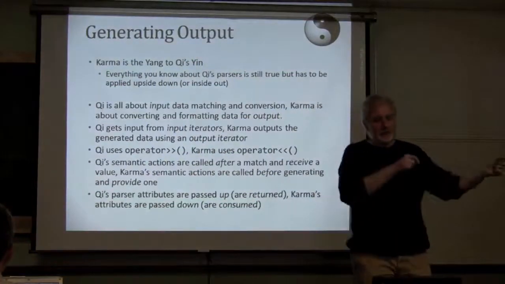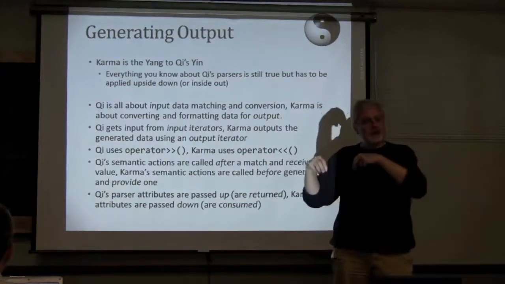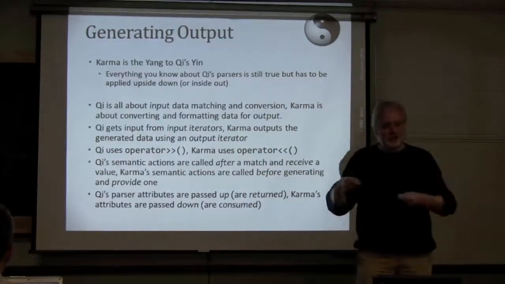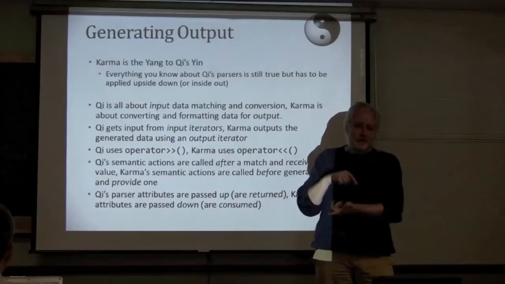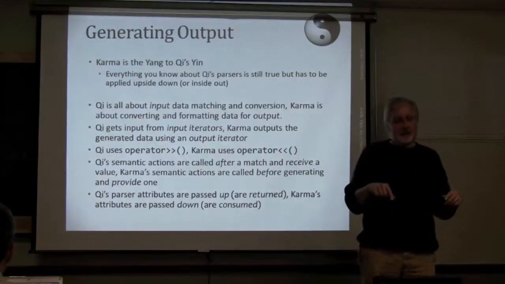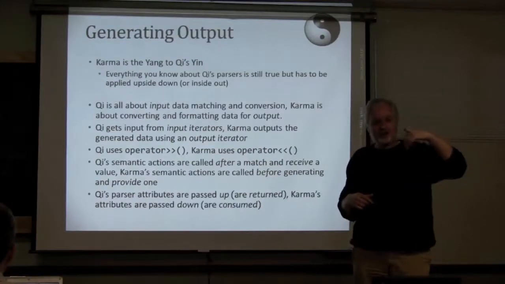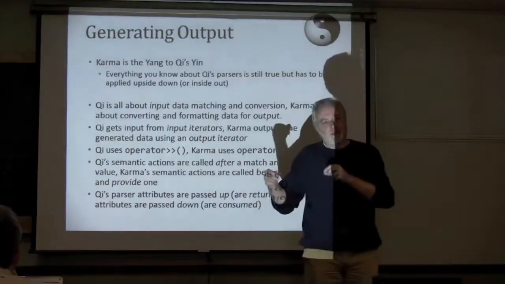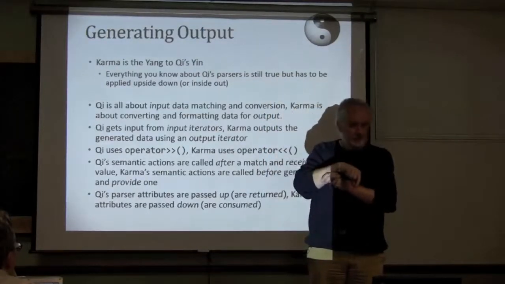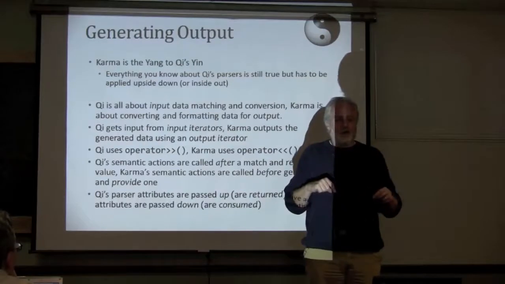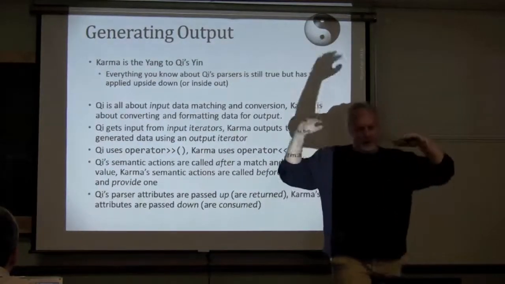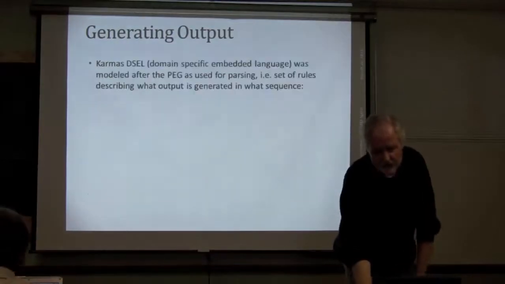Qi gets input from input iterators. Karma delivers data to output iterators. Qi uses right shift, karma uses left shift. Or the other way around. I never get that. Qi semantic actions are called after the match and receive a value. Karma's semantic actions are called before the formatting and provide the value. Qi's parser attributes are passed up, karma's are passed down because they are consumed.